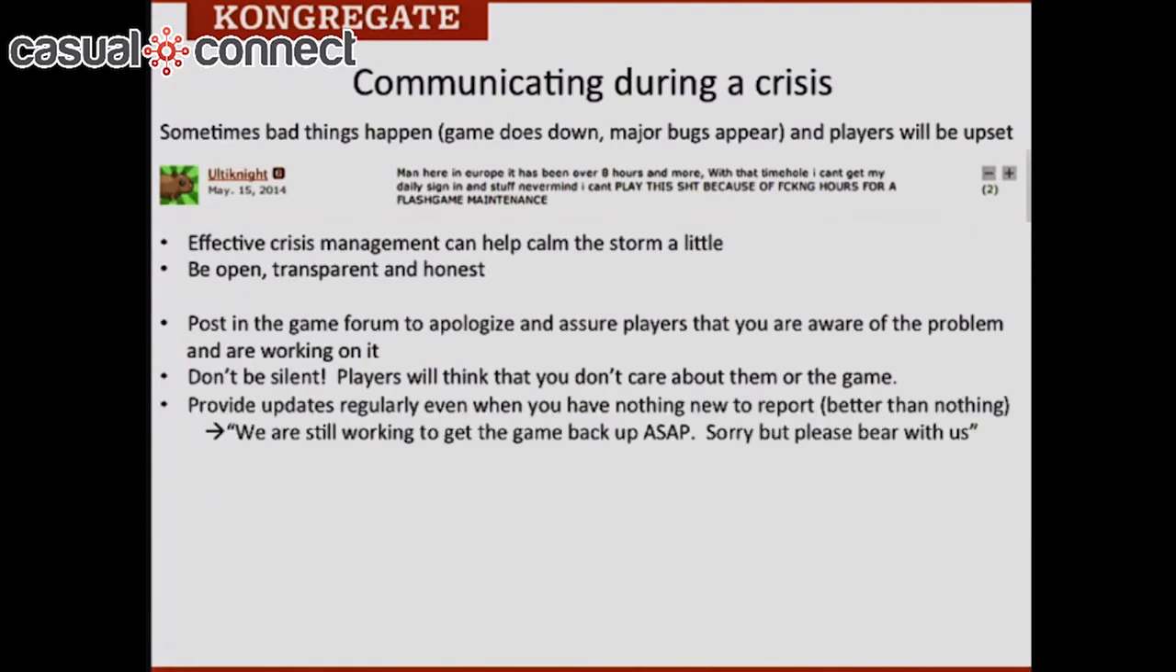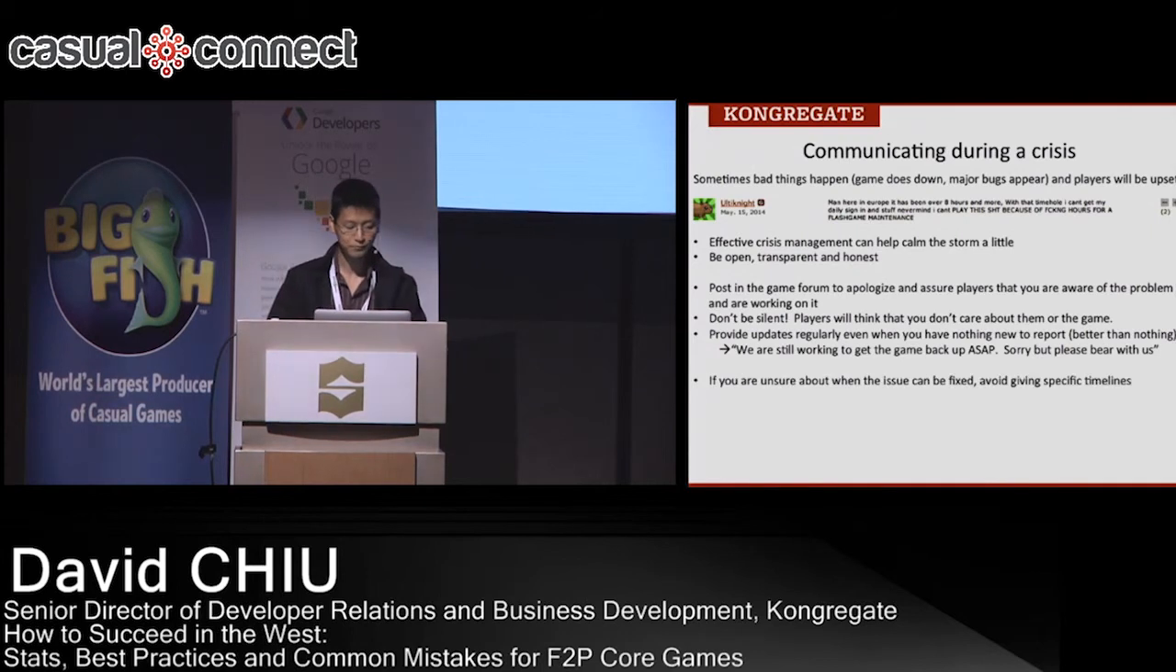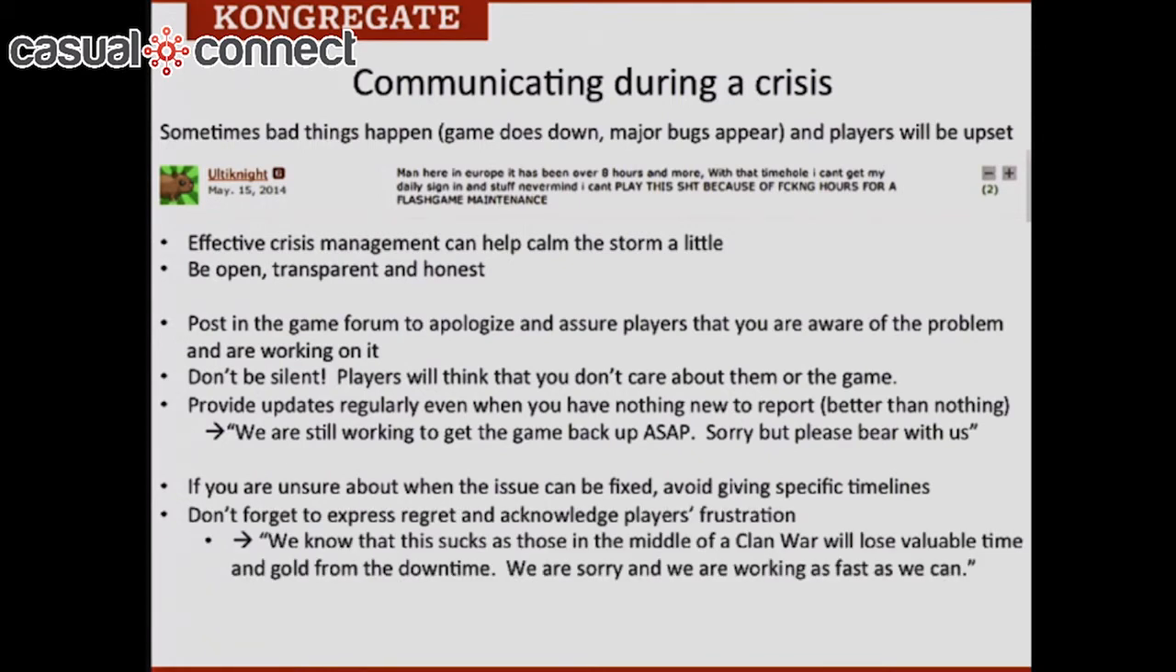Provide updates regularly, even when you have nothing new to report. That's better than nothing. Just saying, oh, we're still working on it, we'll get the game back as soon as possible, really sorry, please bear with us, goes a long way. If you're unsure about when an issue will be fixed, avoid giving specific timelines. Just say, we're doing it as fast as we can. And don't forget to express regret and acknowledge players' frustration. This is another common mistake I see a lot of Asian developers make.